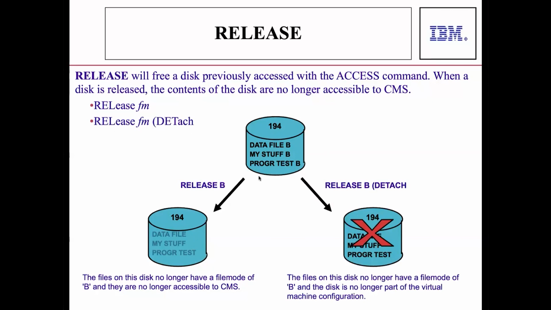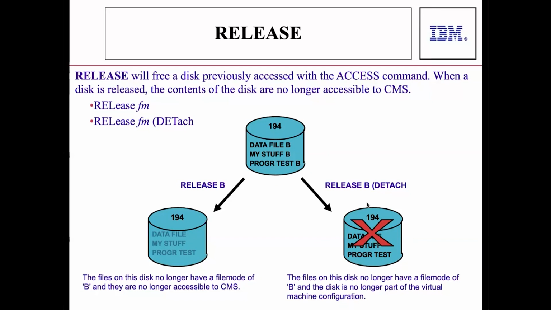So what this does, DETACH is a CP command, and that's how you get rid of a virtual address. You detach it from your virtual machine. So what this does is a RELEASE B, the CMS part of it. CMS releases this disk, and then it does a DETACH 194. This DETACH takes a virtual address. And now I no longer have this disk available to me at all. It's no longer part of my virtual machine configuration.